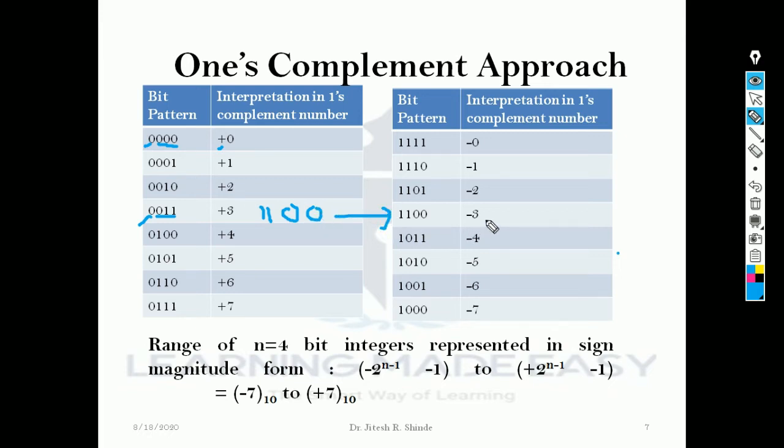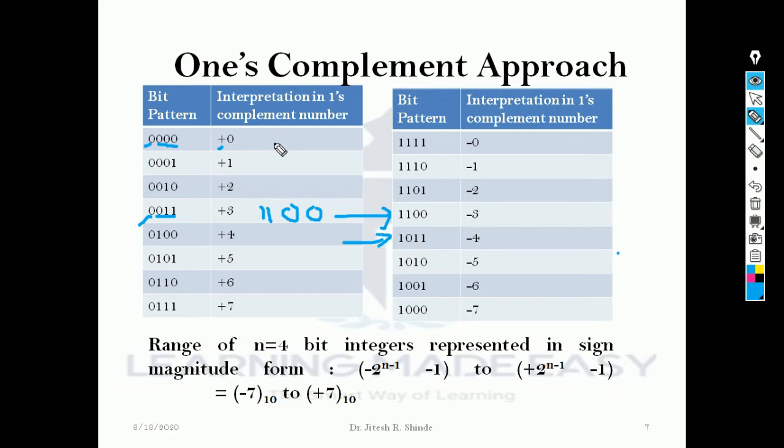How are we obtaining minus 3? Minus 3 is the complement of the plus 3 representation. Minus 4 is the complement of the plus 4 representation. In other words, minus 4 is equal to the one's complement of plus 4, which means 1, 0, 1, 1. This is the answer we are getting here.